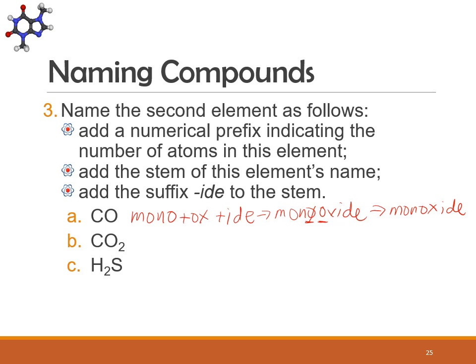For the second molecule, we have two atoms of oxygen, so we use the prefix di. Add the stem ox, then add the suffix ide. This gives us dioxide. For the third molecule, we have one atom of sulfur, so we use the prefix mono. The stem of sulfur is sulf. Then we add the suffix ide. This gives us monosulfide.